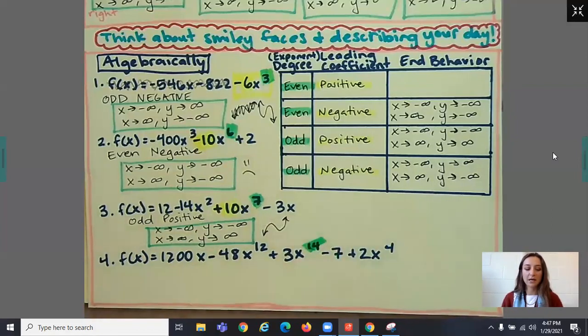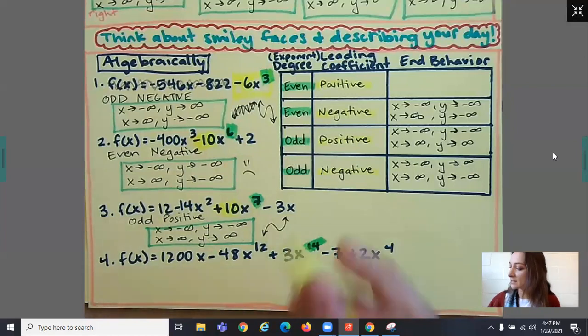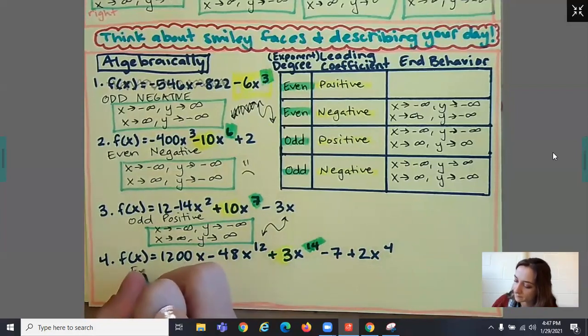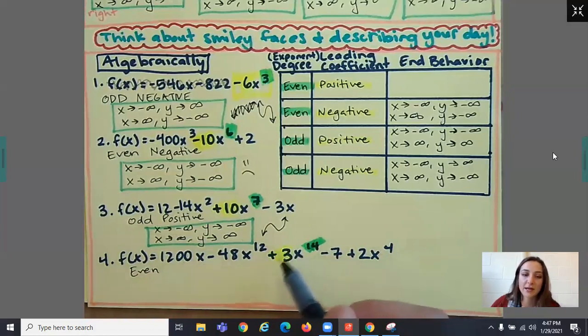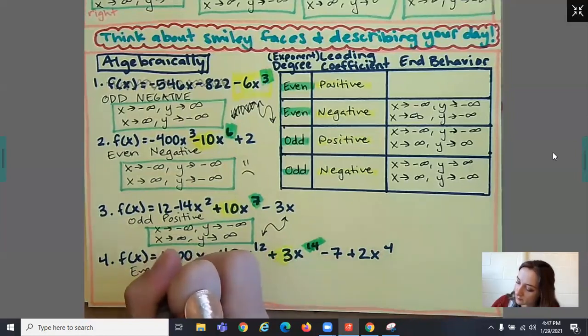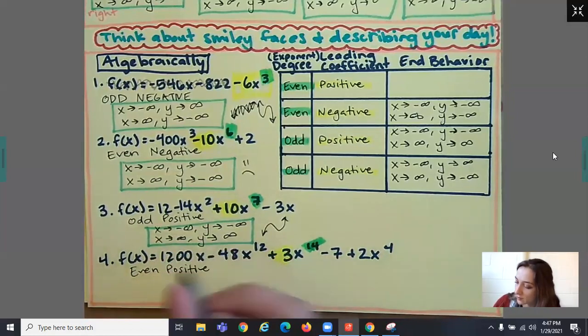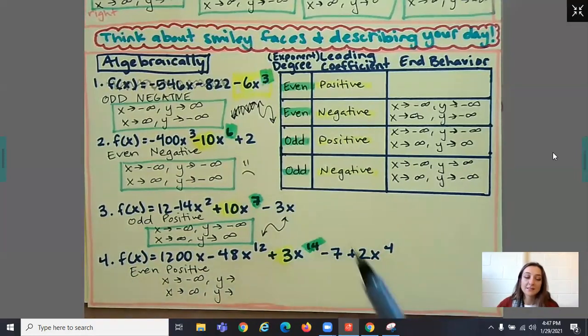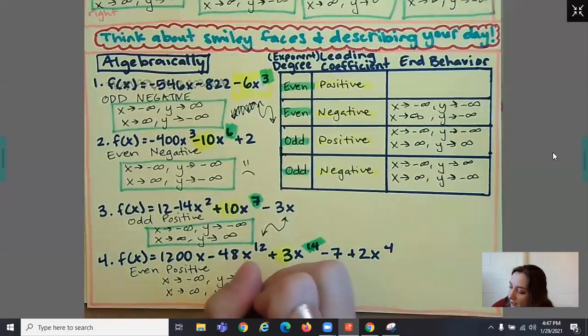All right, and for the last one, looking at the highest degree, I see that it is 14, and the number in front of that is positive 3. So starting off with the 14, 14 is an even number, so this is going to be even, and 3 is a positive number. So even positive, it's even, so that means both of them are going to be the same, and it's positive, so that means that both of them are going to be positive.